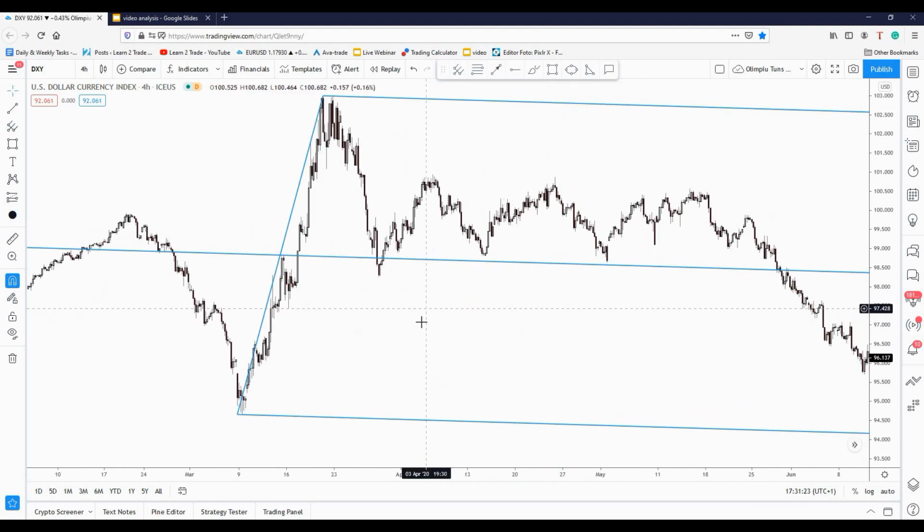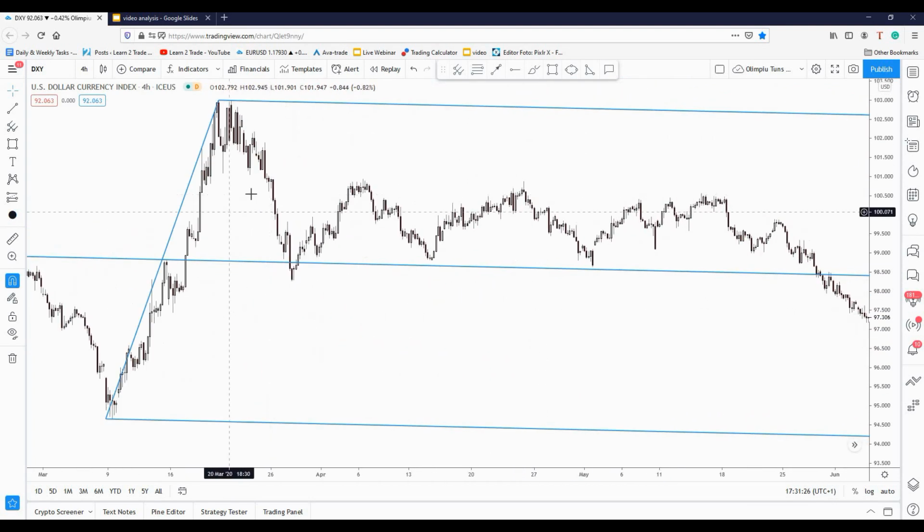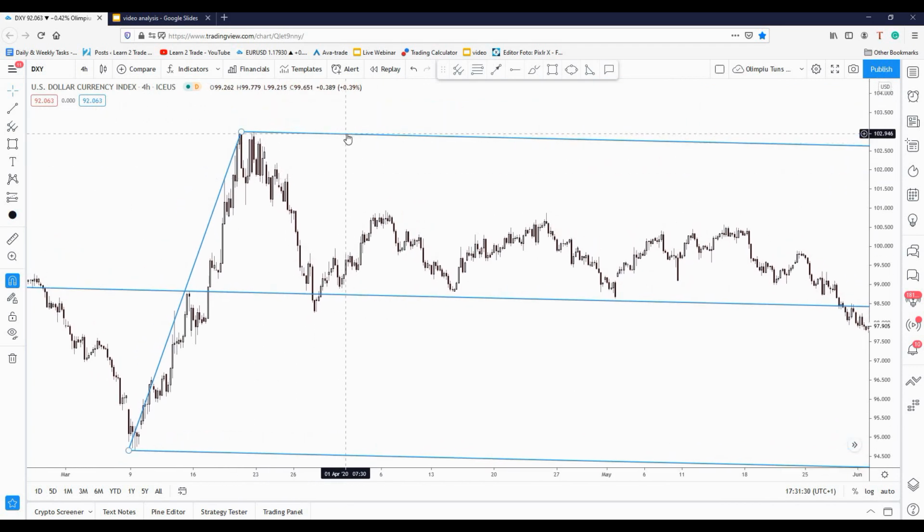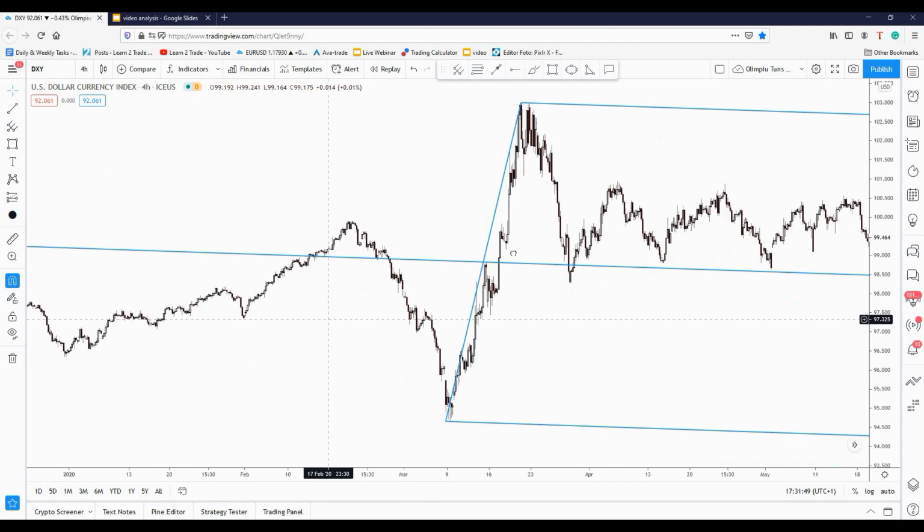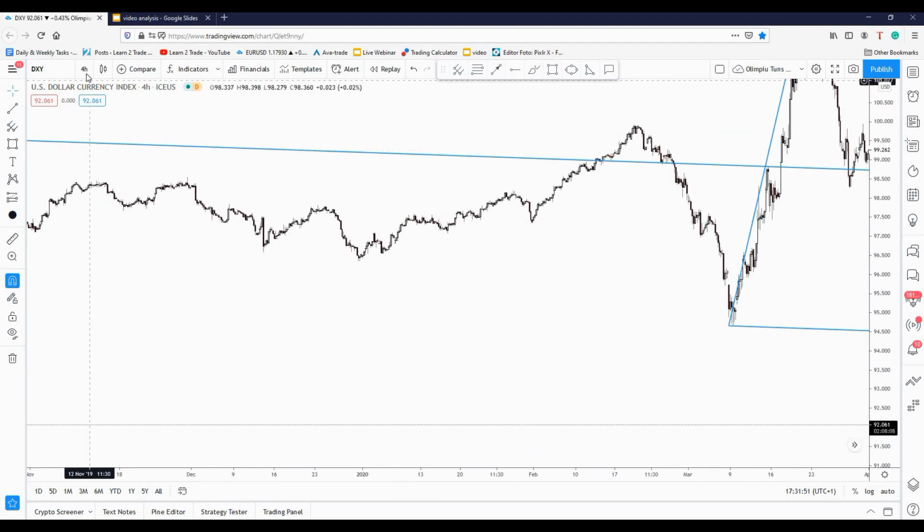Okay, so all these tests, retests, or false breakouts above the upper medium line would help you to catch a downside movement with a potential target at the medium line, at the lower medium line, and you can hide your stop loss right above this pivot point or above a false breakout here. Okay, and let's take the other example.